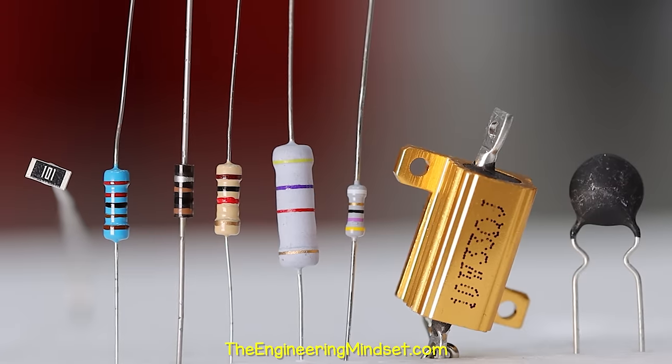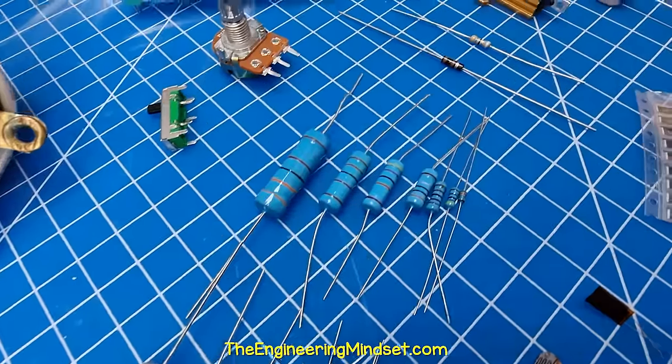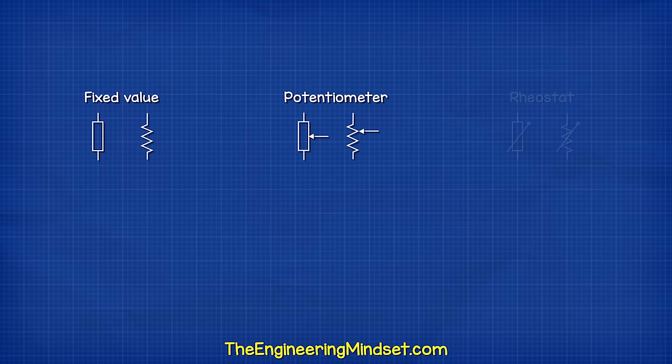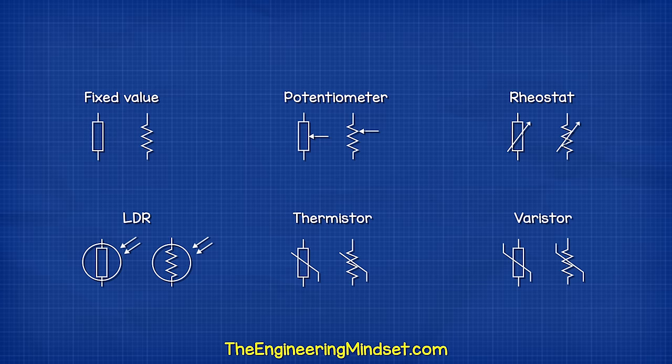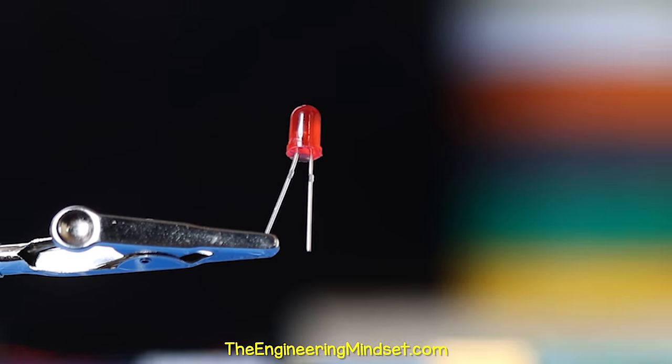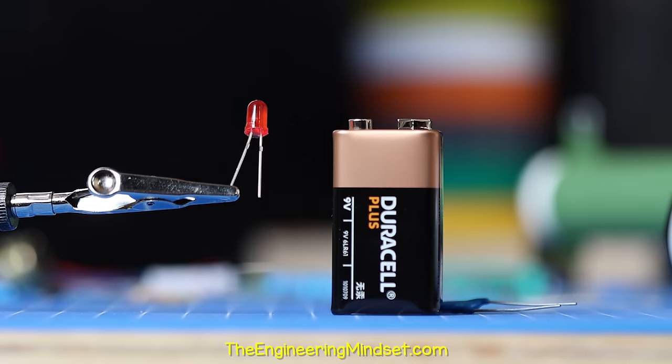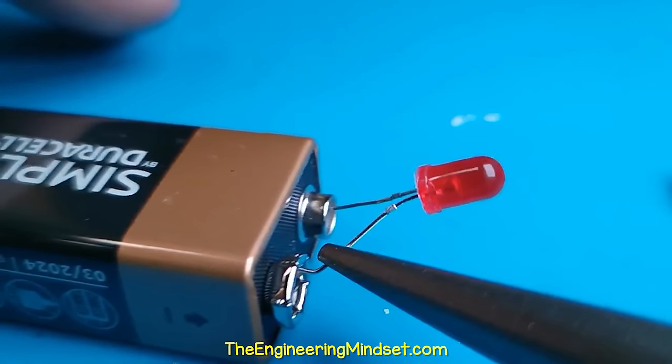Resistors look something like this. They come in many shapes and sizes. They are represented with symbols like these in engineering drawings. If we take this LED and connect it to a 9-volt battery, it will instantly be destroyed.